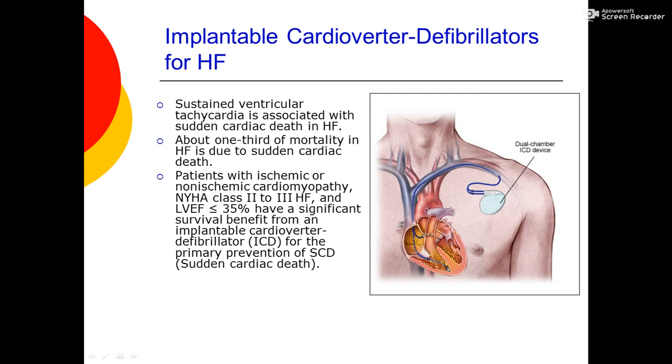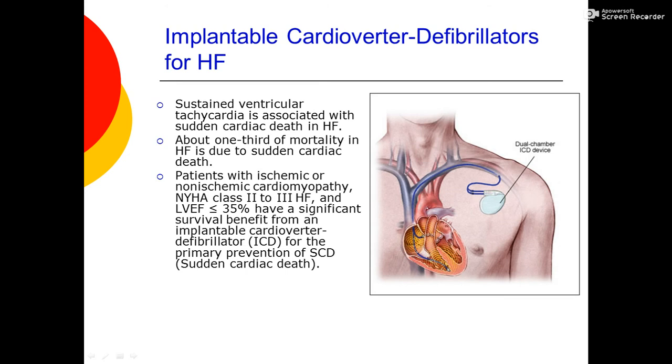Now let's see the other important things, especially implantable cardioverter-defibrillators for heart failure. You can see here this is a dual chamber ICD device. ICD stands for implantable cardioverter-defibrillator.